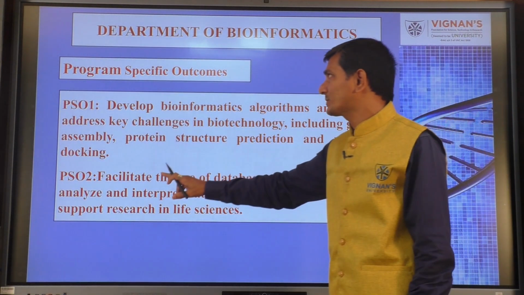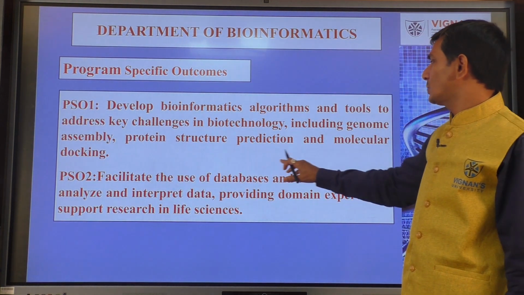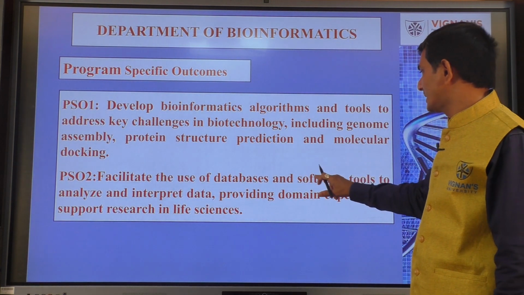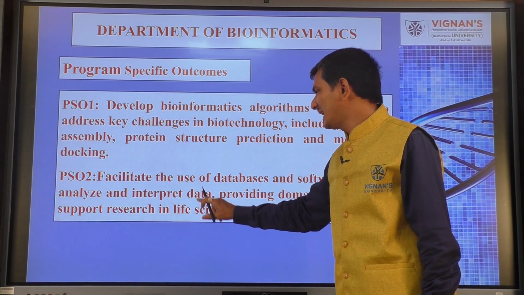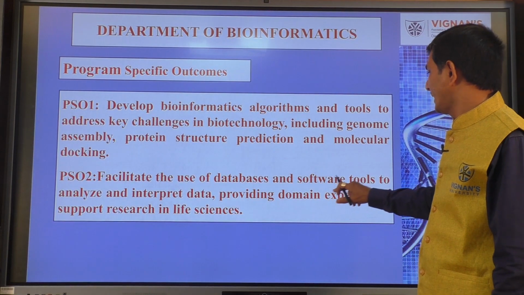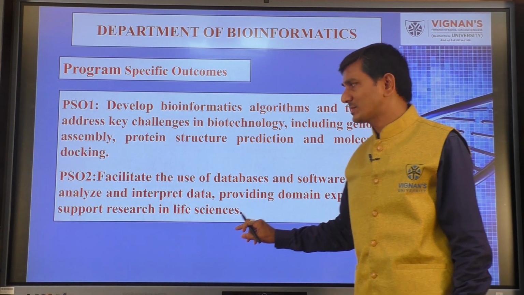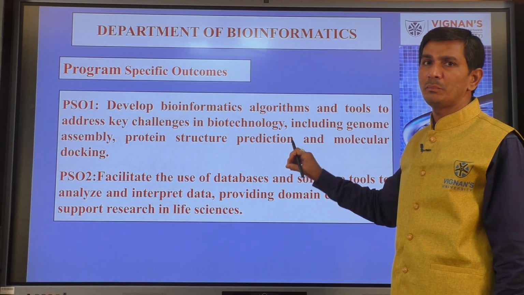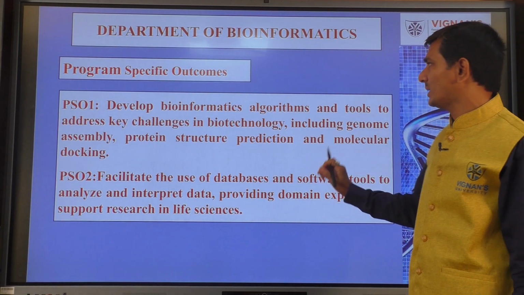Coming to program specific outcome 2: facilitate the use of biological databases and computational tools to analyze and interpret data, providing domain expertise to support research in life sciences. This is all about vision, mission, program educational objectives and program specific outcomes.